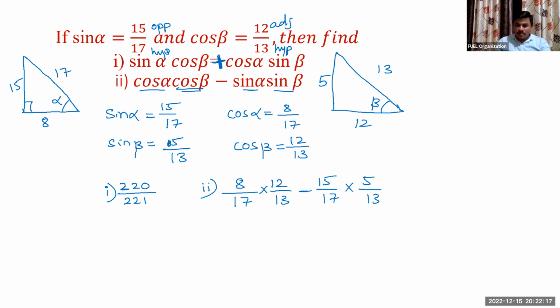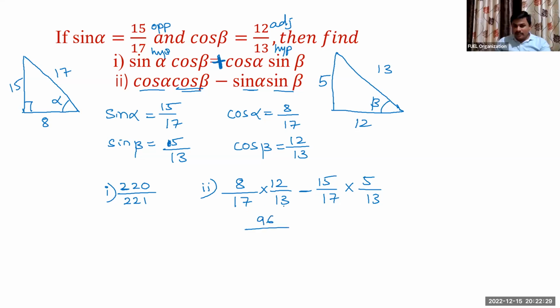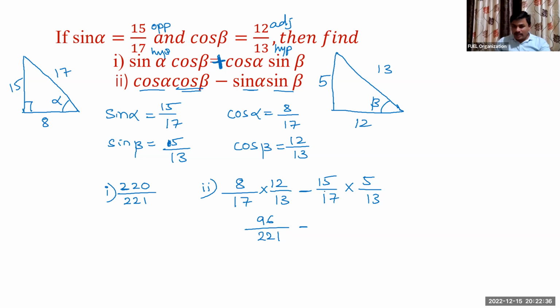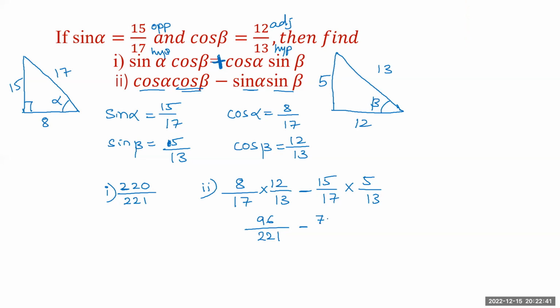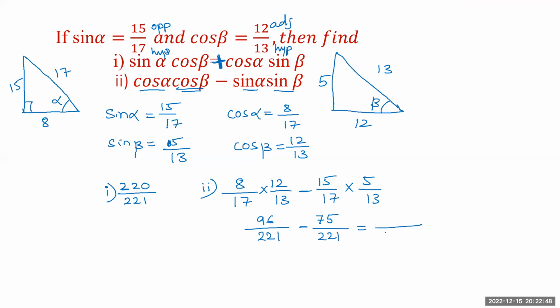Okay. Multiply both. 8 12s are 96. 96 divided by 17 into 13, how much? 221, sir. 221 minus 15 5s are 75, sir. 75. 17 into 13 again 221. If you subtract, the answer is 21 by 221.